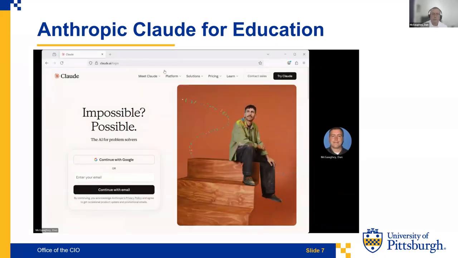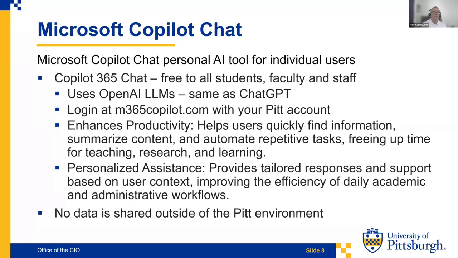If you happened to have a Google account, like a Gmail account, and you went to Gemini, for example, and you didn't think to log in with your PIT credentials, you might find yourself using the free version that's linked to your Google account, and you wouldn't be protected by PIT's agreements if you were to do that.